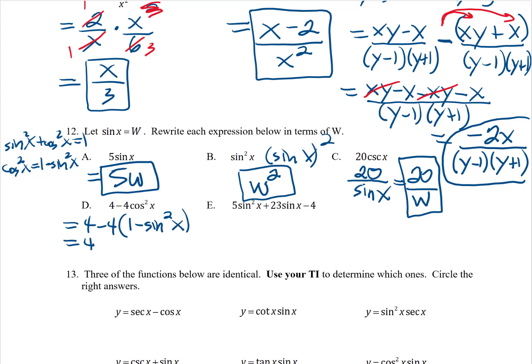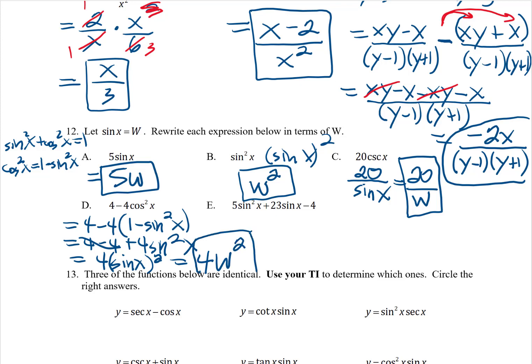I've got 4. I'm going to distribute minus 4 and then plus 4 sine squared x. Well, the 4's drop out. The only thing I have left here is 4 sine squared x. What does sine squared x mean again? It means sine x all being squared. And you can see the final answer. It's just going to be 4w squared.